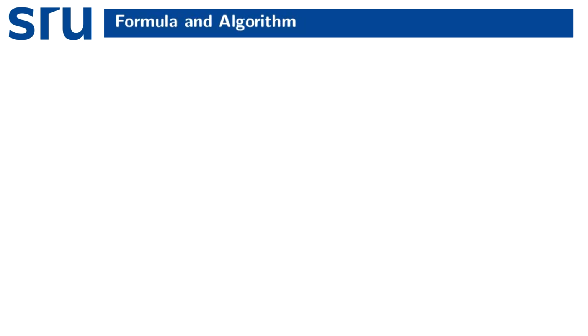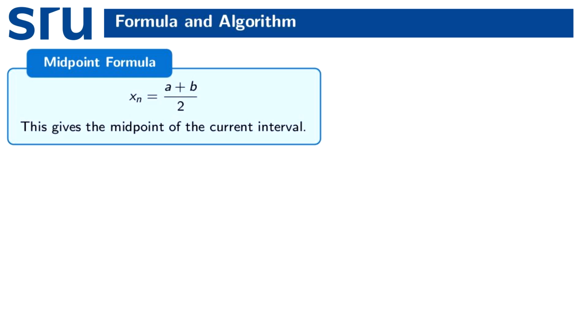Alright, now let us move to the most important part of the bisection method, the formula and algorithm. This is the part you will actually use while solving questions. Let us first understand the midpoint formula. We calculate the midpoint of the interval using this equation, that is x_n equals a plus b upon 2, where a and b are the endpoints of the interval.